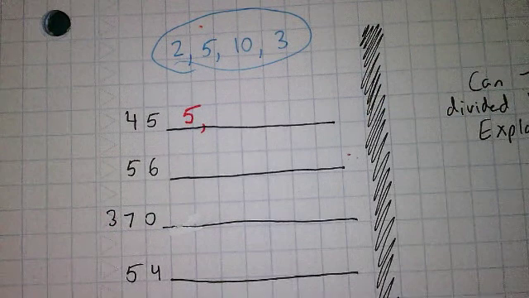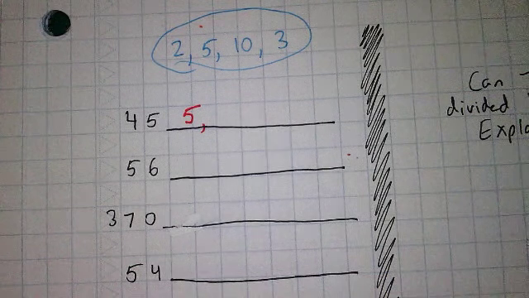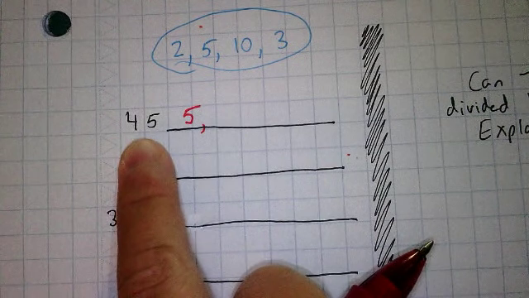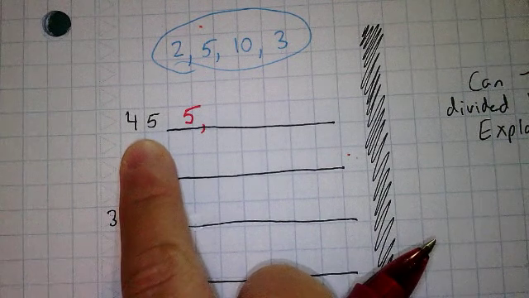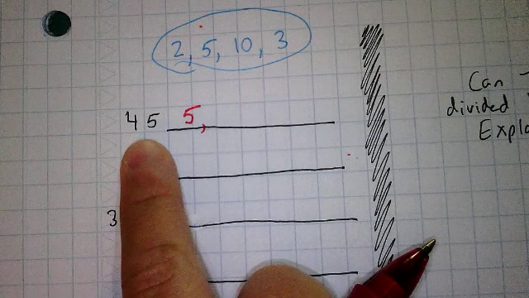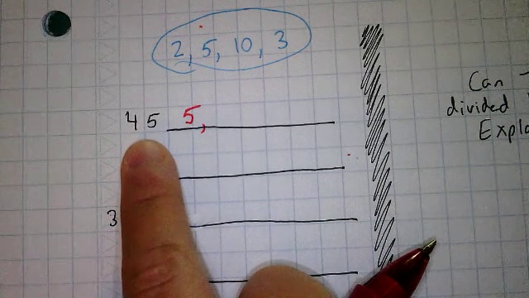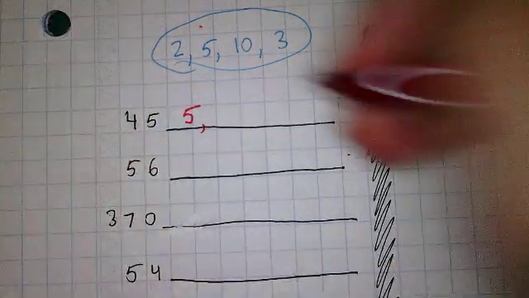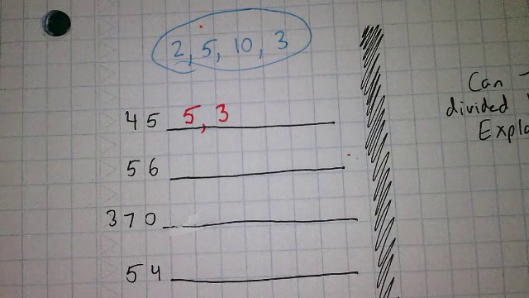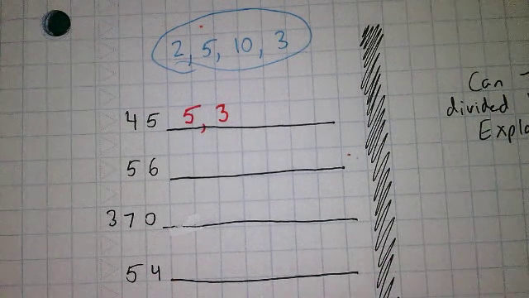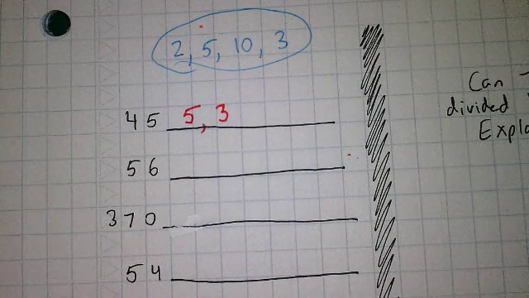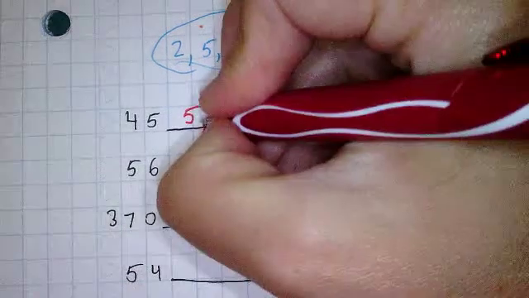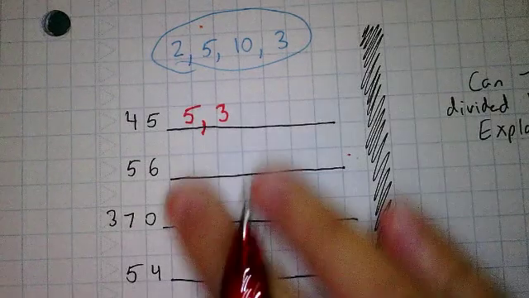It says a number is divisible by 3 if the sum of the digits is divisible by 3. So in order to find this, I have to do what with this 4 and 5? Add them. What is 4 plus 5? 9. And can 3 fit into 9 evenly? Yes. So because 9 is divisible by 3, that means 45 is also divisible by 3. So my answer on this one would be 5 and 3. Not 53. Make sure you add a comma because it's not 53. It's 5 and 3. So make sure you're not writing one big number. Make sure you differentiate between the two.